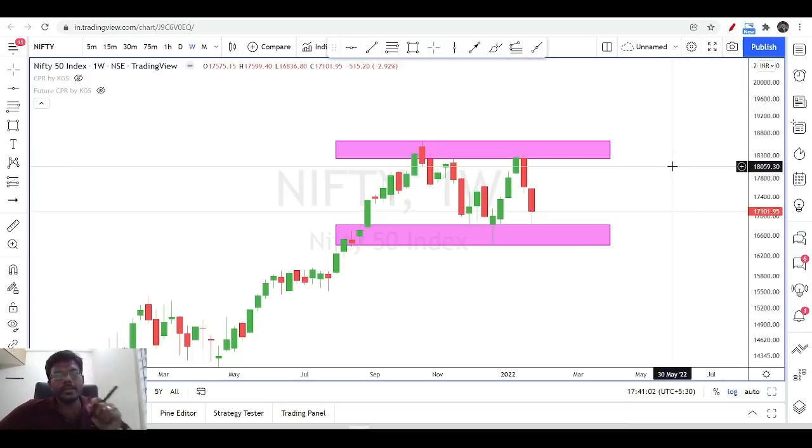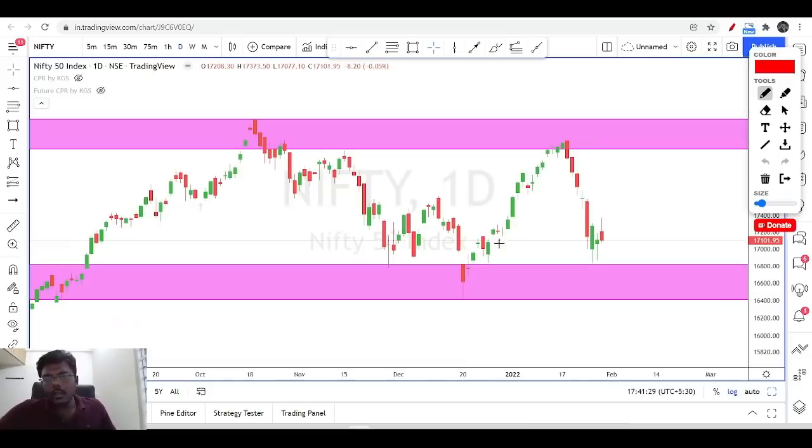Now it is very clear from this resistance and support that the market is stuck in between and there is still no proper direction. Now let me take a daily chart. There was a steady rally by the bulls and there was a steady fall from the bears. So there is no proper direction in the daily chart as well.